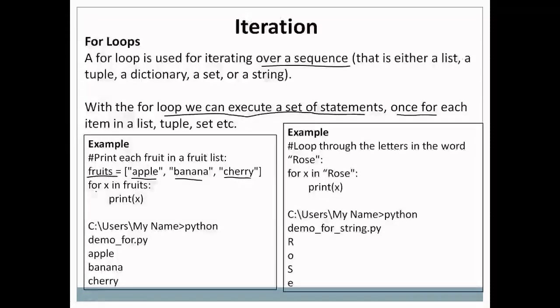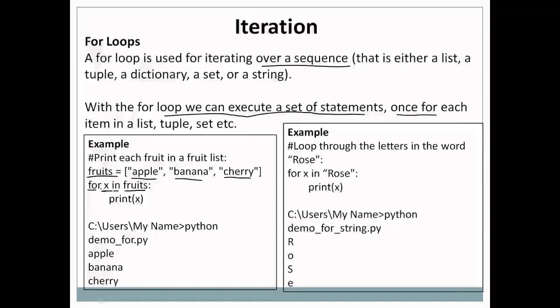Now here you can see the syntax of this particular for loop. We have for, then a variable; you can give any variable name. Then we have the keyword in, and then the sequence. So the syntax is for, variable, in, sequence. This is the syntax of a for loop in Python.